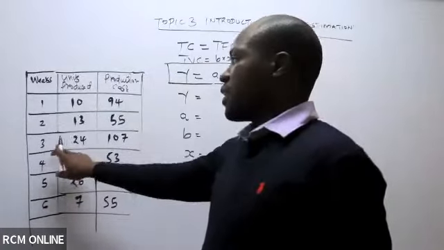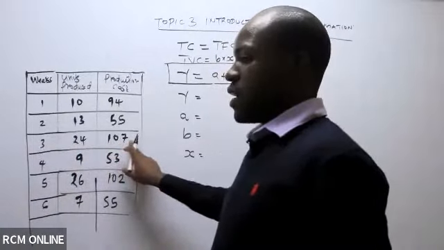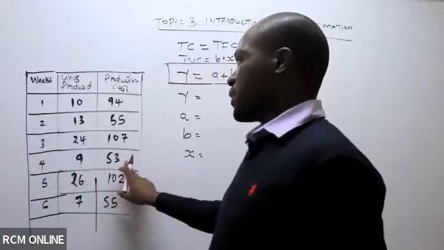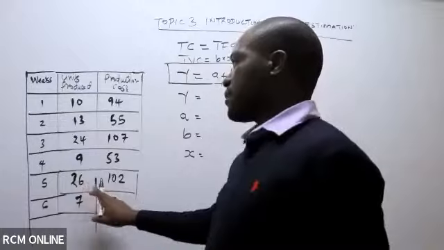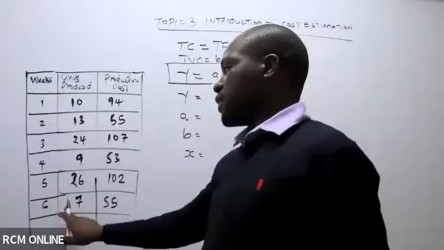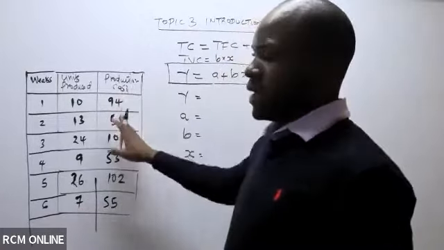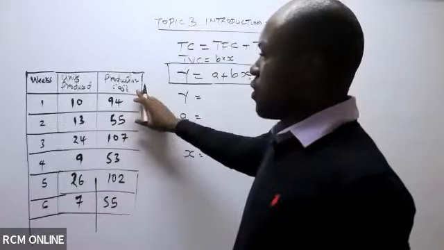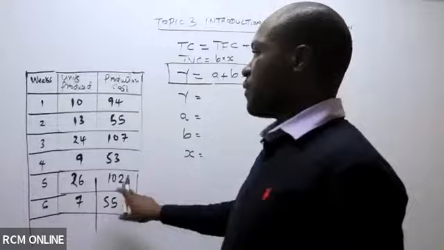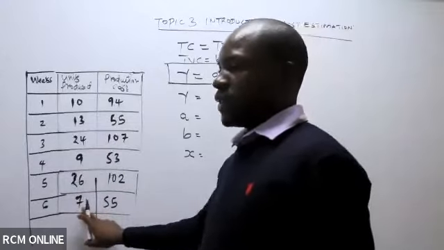Then we have week 3, they produced 24, they incurred 107. Week 4, 9, 53 shillings. Week 5, 26, 102 shillings. Then of course, week 6, 7 units, and they incurred 55. So if you look at this data set number 1, you're able to see on this other column, we have 55 appearing 2 times, right? But of course, the first 55 corresponds to 13. The second one corresponds to 7.